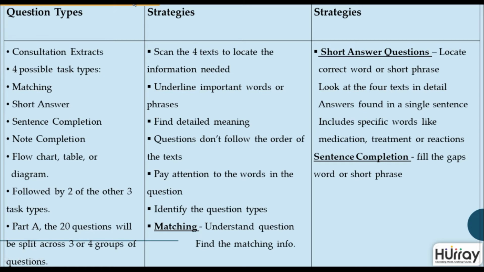Let's take a look at the strategies for Part A. You have to scan the 4 texts to locate the information needed. Underline all important words and phrases. Find the detailed meaning. The questions don't follow the order of the texts. Pay attention to the words in the question. Identify the question types.